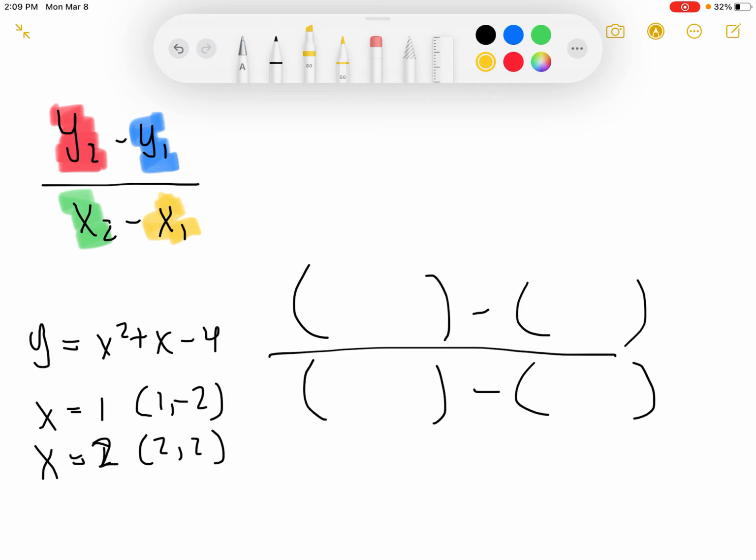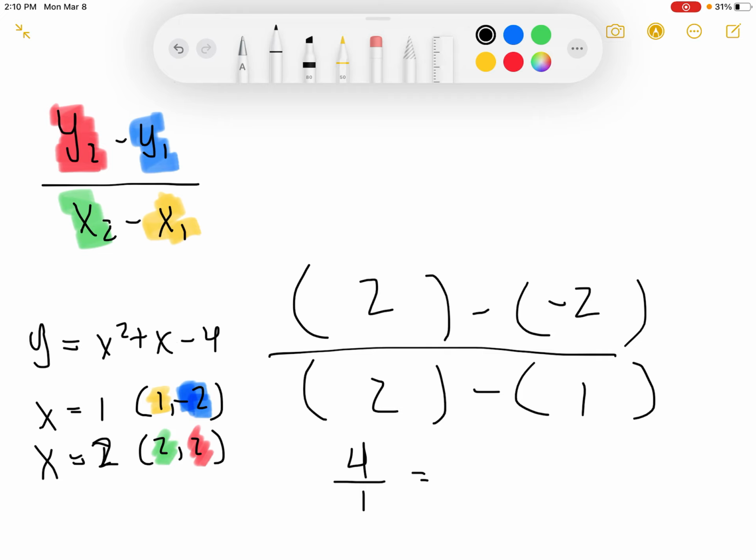So we can see that our second y is right here. Our first y is right here. Our second x is right here. And our first x is right here. Well, let's do that. We have 2 minus negative 2, and then we have 2 minus 1. 2 minus negative 2, we have 2 negatives, so that makes it a positive. And so we get 4 divided by 2 minus 1, which is 1.